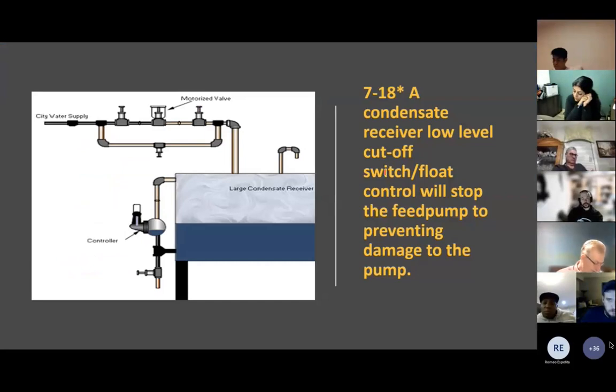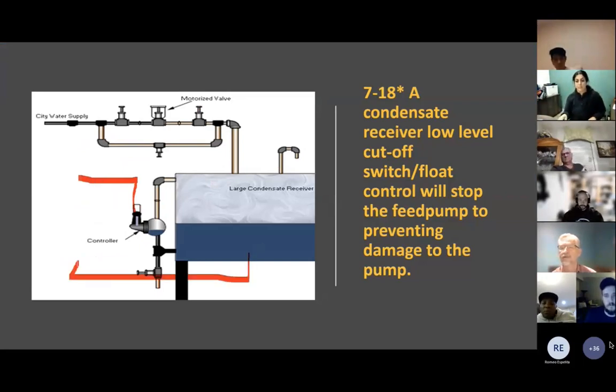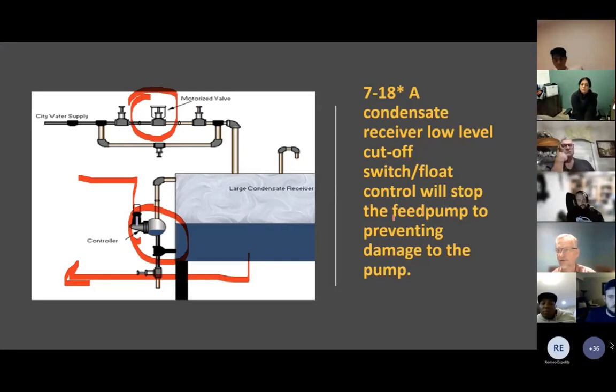Mentioned on the last page, 718, a condensate receiver low water cutoff switch. I had a better picture, but if this has a switch from the controller, it will control the operation of the pump. If this level just goes too low and makeup doesn't keep up, the feed water pump will be shut down to prevent damage to the pump.